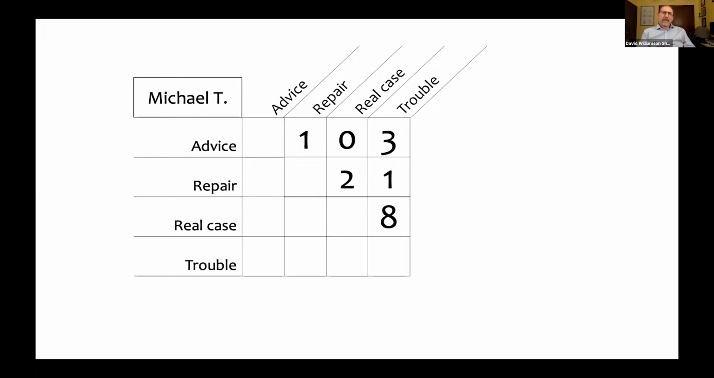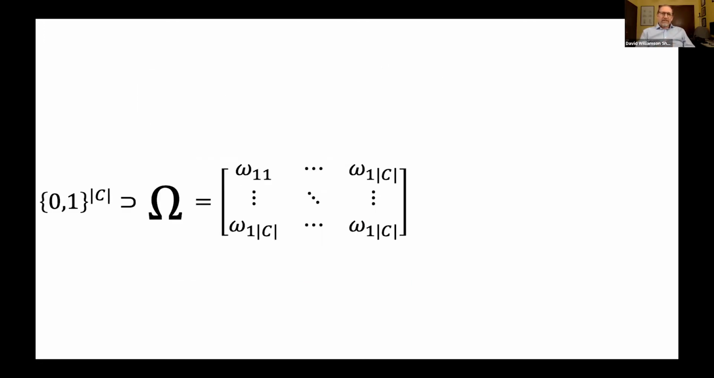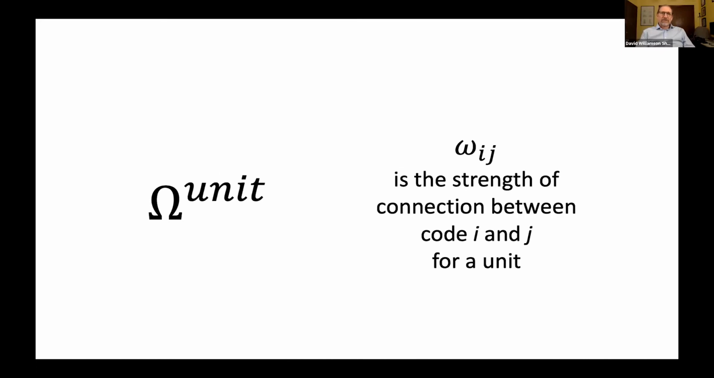within the data. Notice that I'm ignoring this part of the matrix because for our purposes in ENA, the matrix is symmetrical. That is, advice followed by repair is treated the same way as repair followed by advice. So we don't actually need this part of the matrix. We'll come back to that in a little bit. We call this matrix the omega matrix. And literally the omega matrix just says for any unit, the cells in that matrix are the strength of connection between code i and code j across the data for that unit.